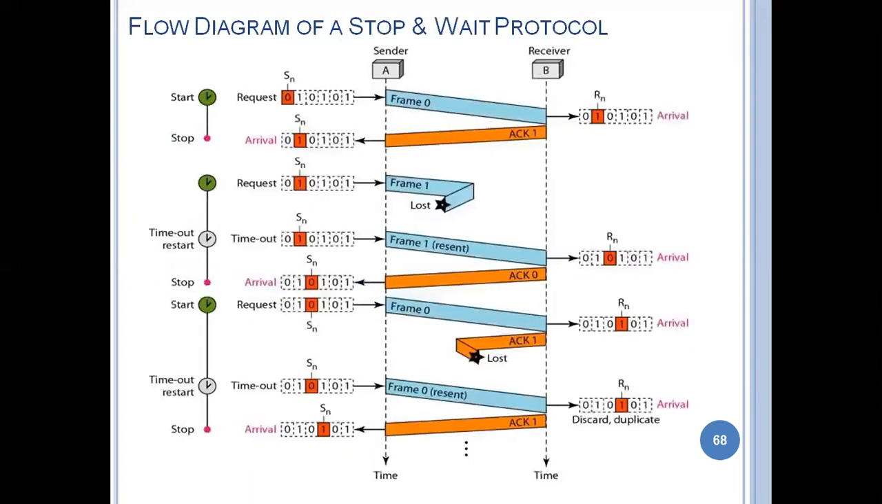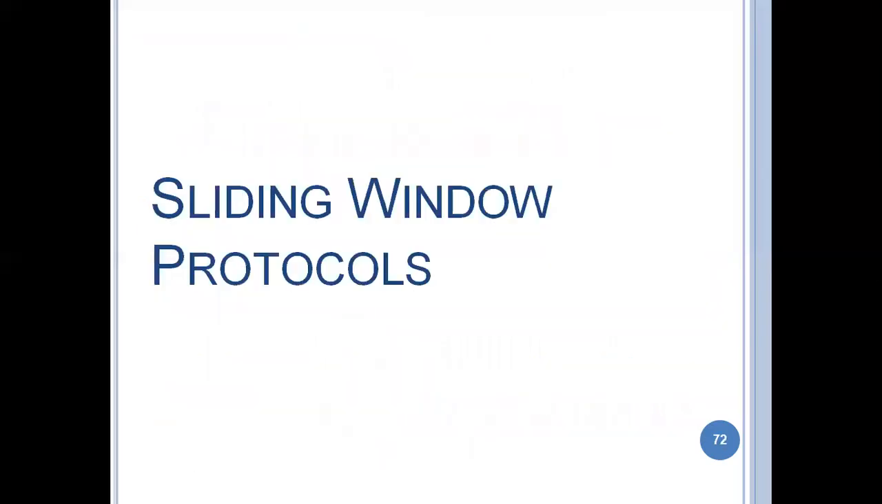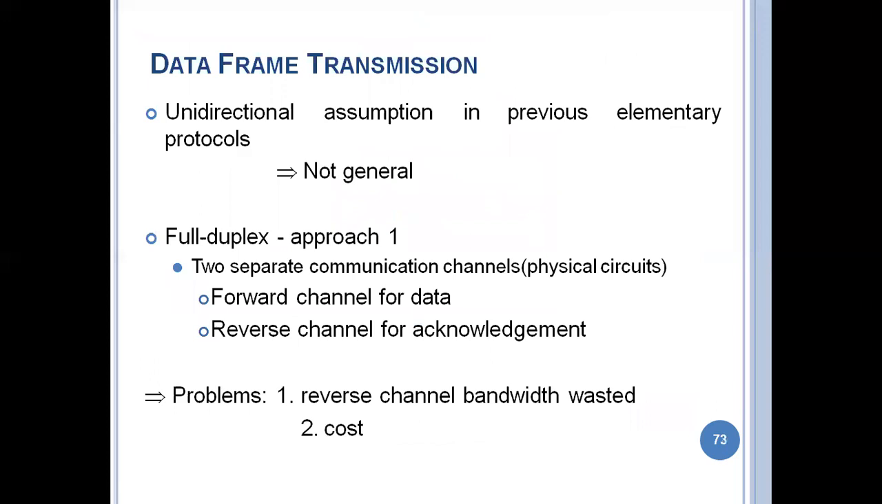So in the simplex stop and wait protocols, one channel is used for both the data frame transmission and acknowledgement receiving purpose. But here in the sliding window protocol, the full duplex approach is used. That means here we use two channels. One channel for data and the reverse channel for acknowledgement. So there we are using two channels.